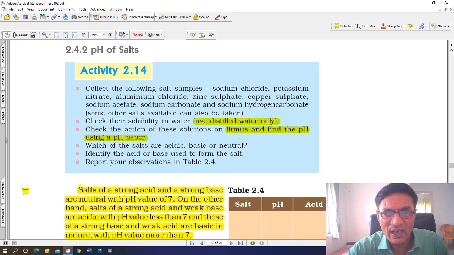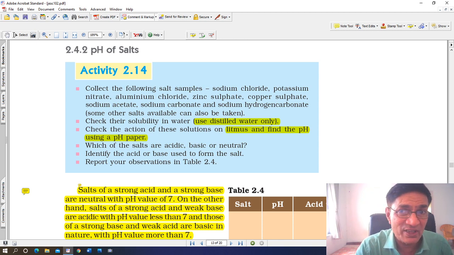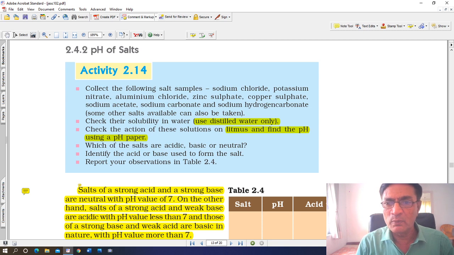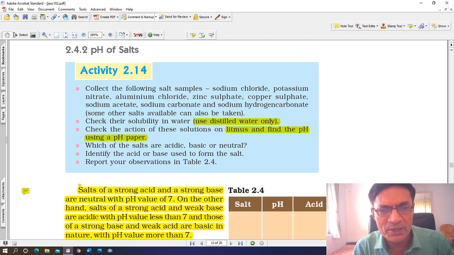pH of salts. Collect the following salt samples: sodium chloride, potassium nitrate, aluminum chloride, zinc sulfate, copper sulfate, sodium acetate. Sodium acetate is formed by the combination of acetic acid and sodium hydroxide. Acetic acid is a weak acid. Also sodium carbonate and sodium hydrogen carbonate, that is NaHCO3, bicarbonate. Some other available salts can also be taken. Check their solubility in water.